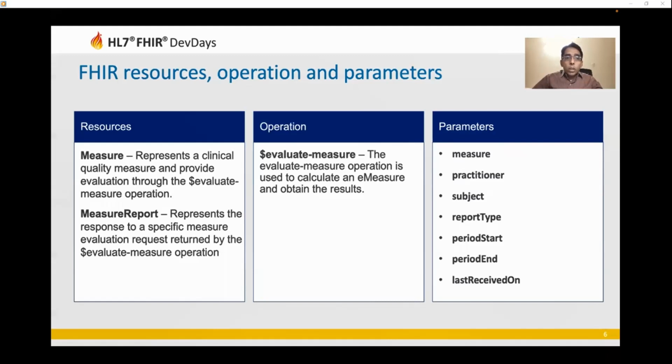Similarly, the measure report represents the response to a specific measure evaluation request made by the evaluate measure operation. So you invoke an evaluate measure operation on a particular measure, and in the response you get a resource called measure report, which populates the actual data in it. And then this evaluate measure operation comes with different parameters, like measure, practitioner, subject, report type, the duration of the data which we are looking at, period start and end date, and when the data set was last received or updated, right?